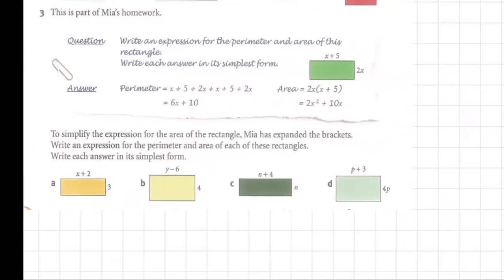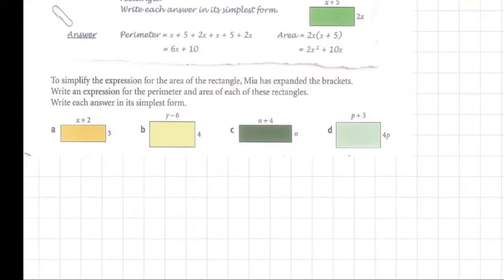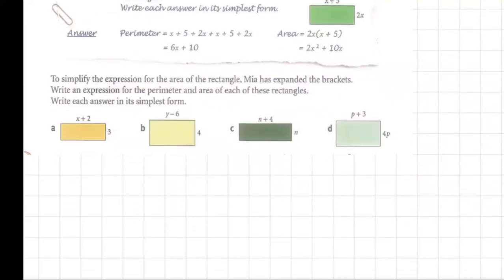This part of Mia's homework. Question: write an expression for the perimeter and area of the rectangle. Write each answer in the simplest form. So to simplify the expression for the area of the rectangle, Mia has expanded the bracket, which means you open it up by multiplying it in, and then write an expression for perimeter and area for each rectangle. Write each of your answers in the simplest form. So let's look at A.